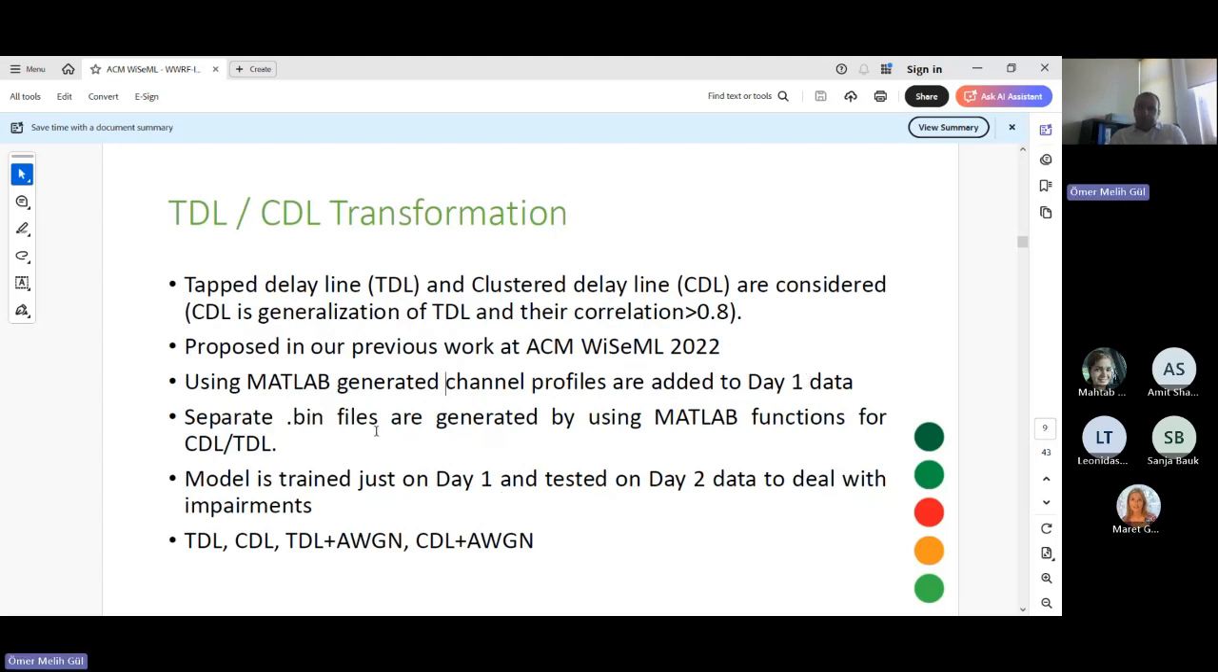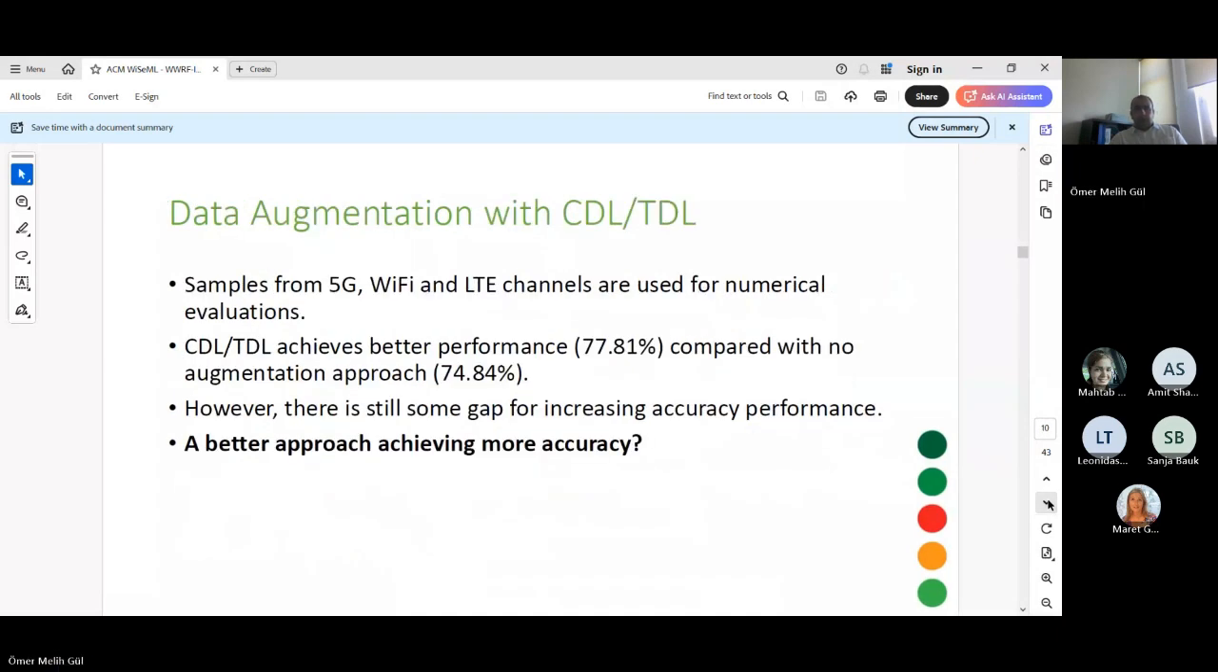And we have some separate files generated by using MATLAB functions, CDL and TDL, and the model is trained just on day 1 and tested on day 2 to deal with impairments. We consider TDL augmentation, CDL, TDL plus some noise, and also CDL plus some noise. These are some middle steps on the way to the fine-grained augmentation. And we increase the performance by just 3% compared to the machine learning-based approach with no augmentation.